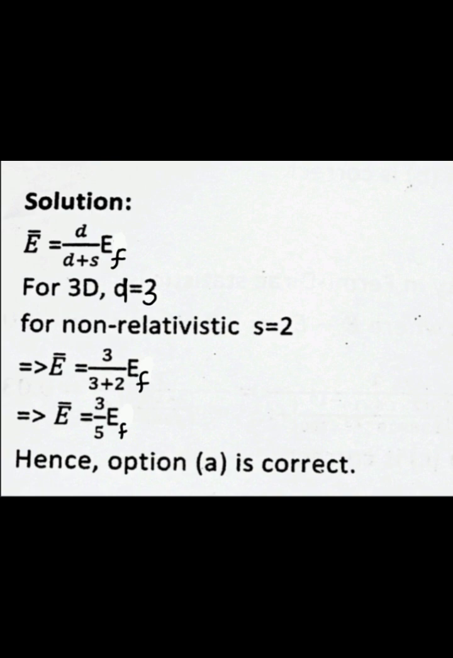Therefore E is equal to 3 divided by 3 plus 2 into EF. Therefore E bar is equal to 3 by 5 EF. So the answer is option A.